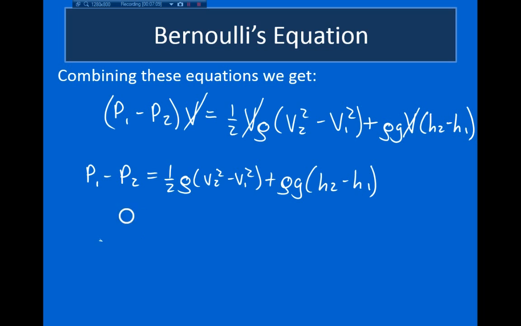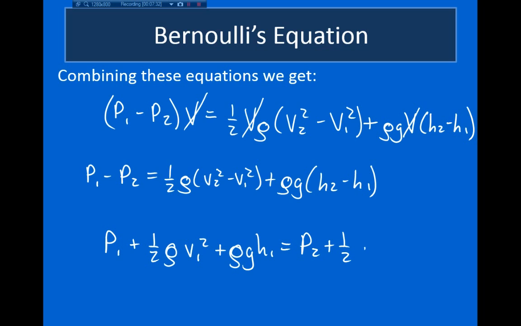So I'm going to put all of the stuff that has subscript 1 on one side of the equation and all the stuff that's describing the pressure and velocity in pipe 2 on the right side of the equation. So if I do that, I'm going to have P1 plus 1/2 rho V1 squared plus rho g H1 equal to P2 plus 1/2 rho V2 squared plus rho g H2. So basically you can see that we have the same equation on both sides of the equal sign. The only difference is the subscripts.